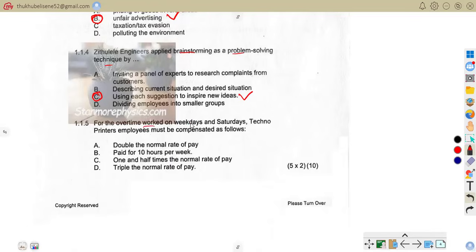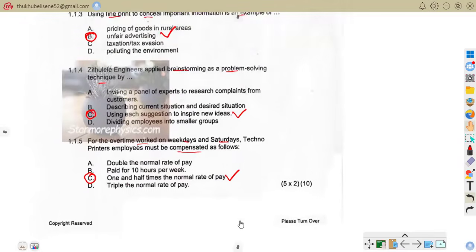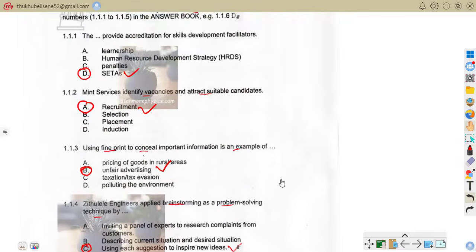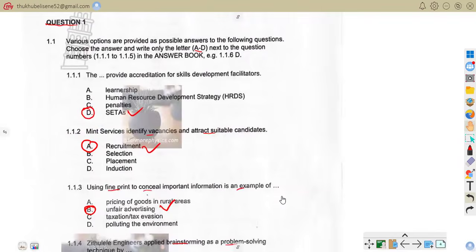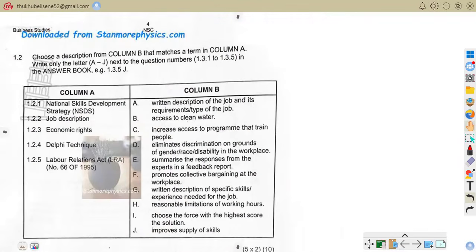For the overtime worked on weekend days or on Saturdays, Techno Printers employees must be compensated as follows: double the normal rate of pay, paid for 10 hours per week, 1.5 times the normal rate of pay, triple the normal rate of pay. So the correct answer is C, 1.5 times the normal rate of pay. So that is that. So now let us move on to 1.2.